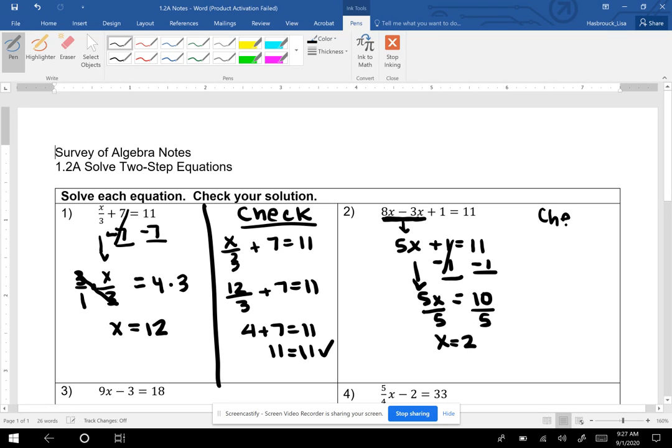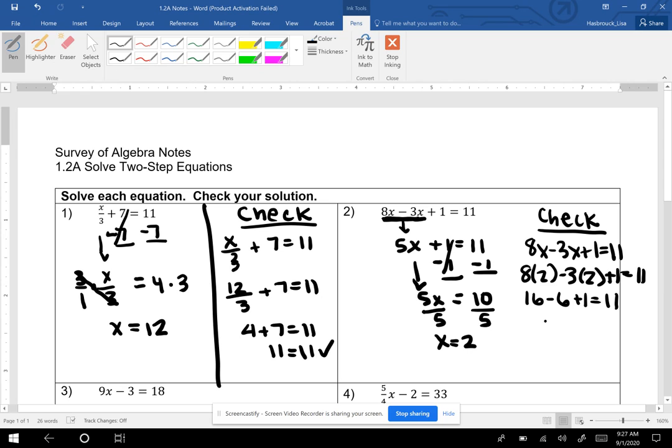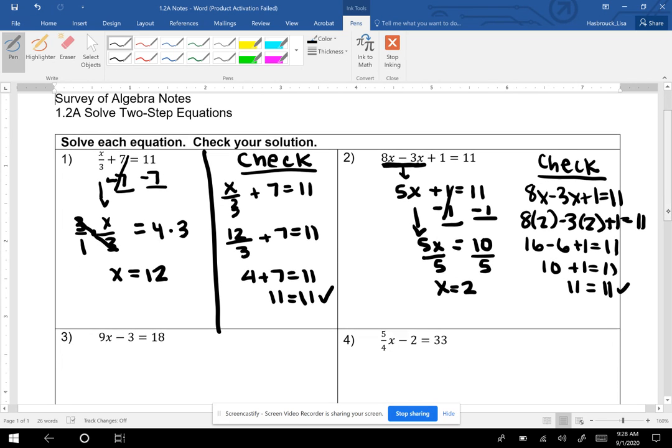Now, I'm going to check my answer. I use my original problem, 8x minus 3x plus 1 equals 11. 8 times 2 minus 3 times 2 plus 1 equals 11. So I replaced all my x's with the answer I got. 16 minus 6 plus 1 equals 11. 16 minus 6 is 10. 10 plus 1 is 11. So notice it works out. Both sides end up being the same number. Checking is a great way to make sure you're doing your work right.